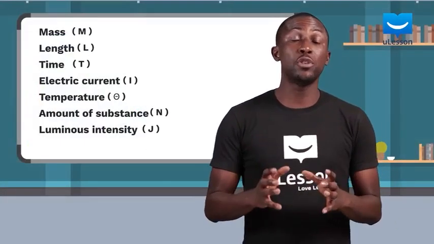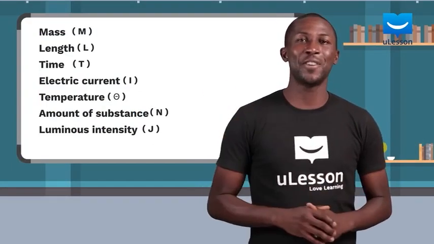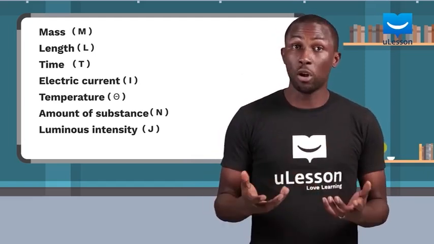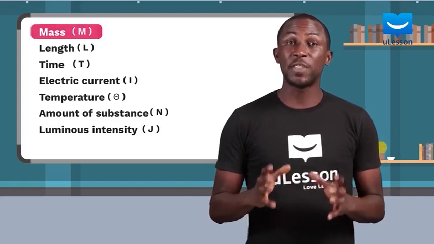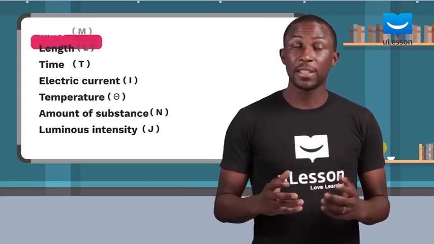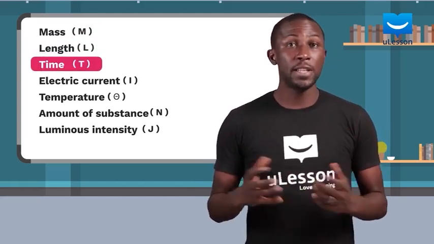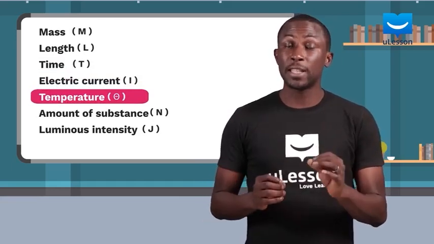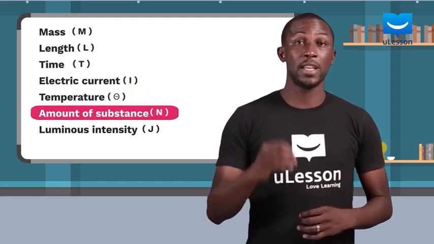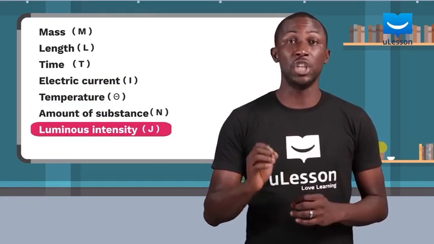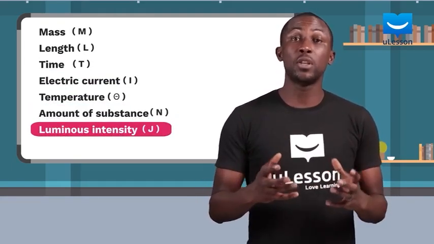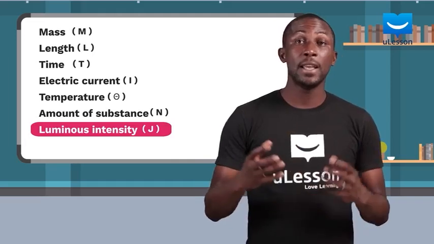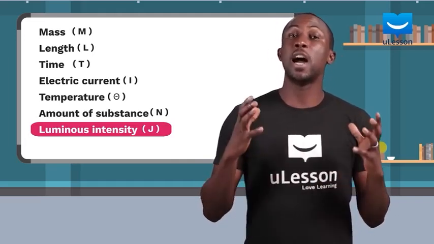We will start by stating the dimensions of the fundamental quantities. Again, here they are. Observe that all the dimensions are usually indicated in capital letters, or as we call them, uppercase. Mass, you can see, is represented by M. Length is L. Time is T. Electric current is I. Temperature is the uppercase of the Greek letter theta. Amount of substance is N. And luminous intensity is J. So these are the only 7 letters we may use to represent the dimensions of all other quantities. They are M, L, T, I, theta, N, and J.